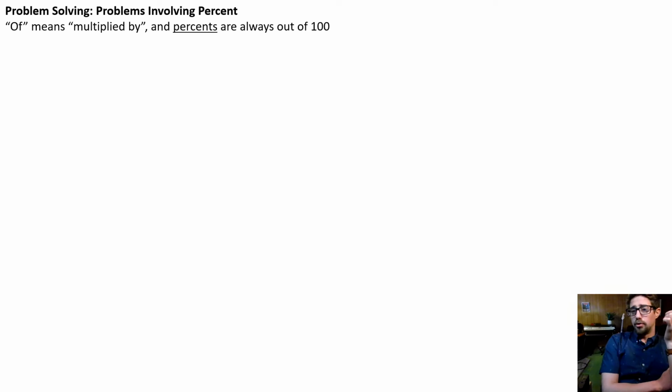The word of generally means multiplied by, and percent, we know percents are always out of 100. So 85% is 85 out of 100. The word percent literally means per 100. So all that is to say, if I say something like 85% of x, I mean 0.85 times x. Let's make that super clear.